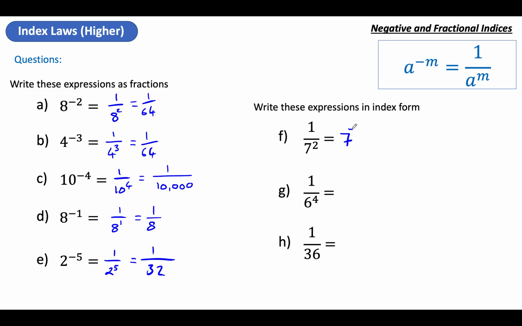Right, now this is already a reciprocal, so I'm going to show this power as 7 to the power of negative 2, right? These are a bit easier because they're already in index form. 1 over 6 to the power of 4, that's the same as 6 to the power of negative 4. Now 1 over 36. Firstly, let's write this in index form. 36 is the same as 6 squared. So I'm going to write that as 6 to the power of minus 2, all right? Okay, I hope you got that. If not, maybe just rewind it, listen to me again, see what we've got there. All right? Okay.